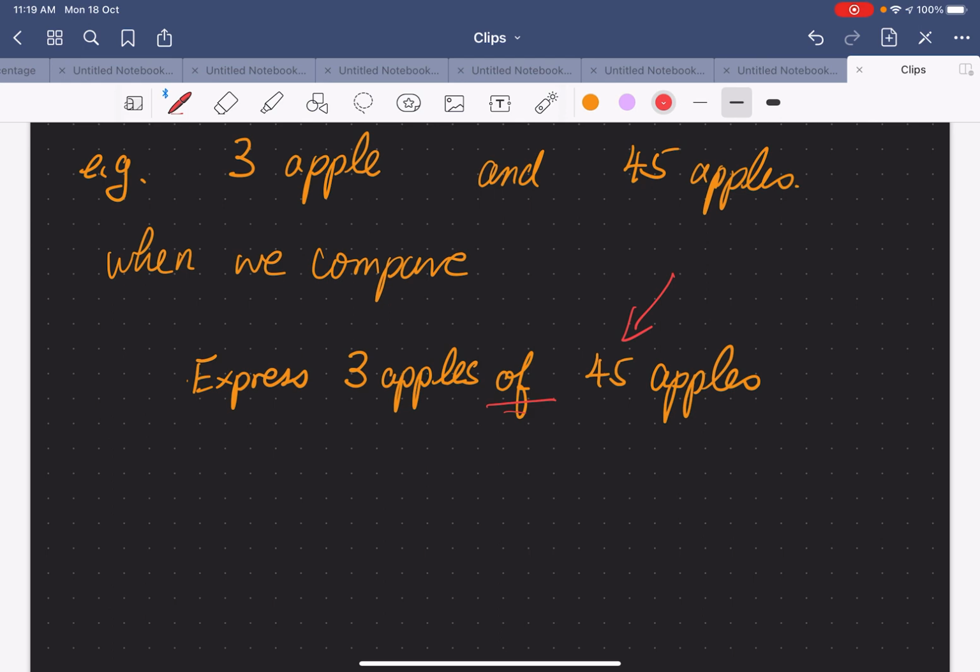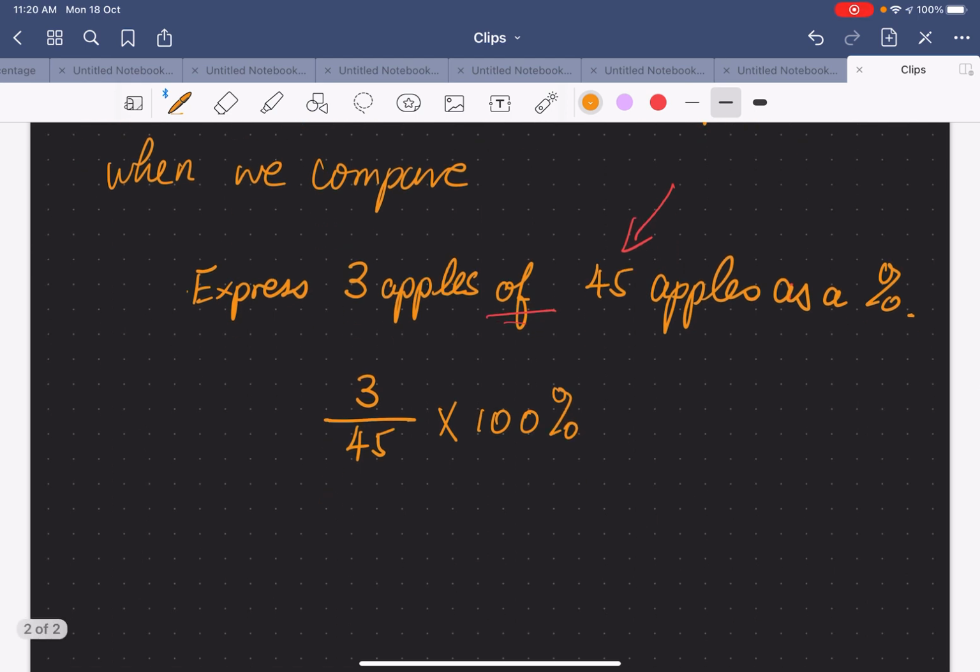So we're going to have 3 as the numerator compared with 45. Of, again, is the main character, and what follows it is the denominator. And then to change it into a percentage, because we want to make it a percentage, we will have times 100%.